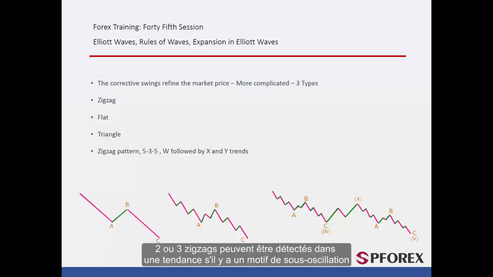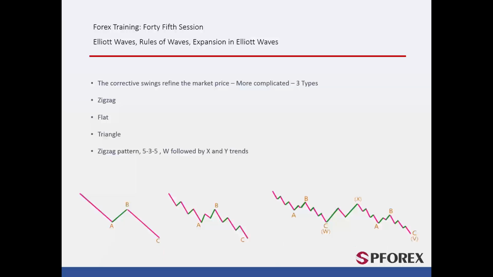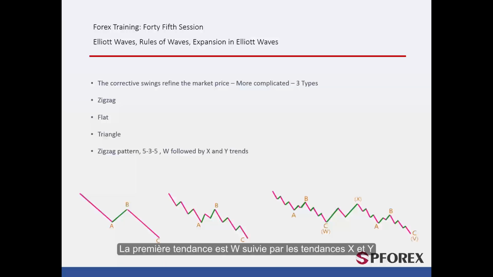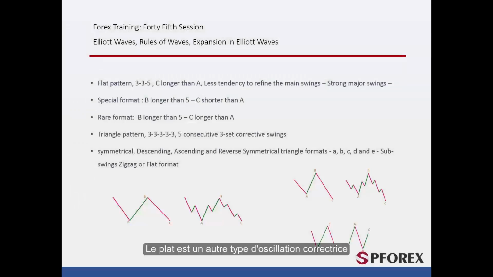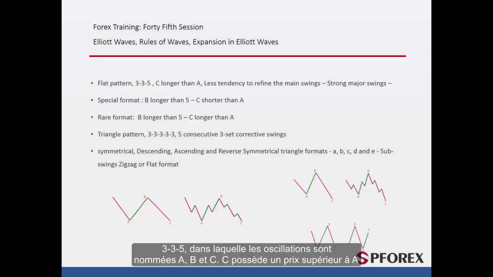2 or 3 zigzag patterns can be detected in a trend if there is a sub-swing pattern. The first trend is W followed by X and Y trends. Flat is another type of corrective swing, 3-3-5, in which swings are named A, B and C. C has a higher price than A, which shows less tendency to refine the main swings. Frequently, this type comes after strong and vigorous latest major swings, numbers 1, 3 and 5.